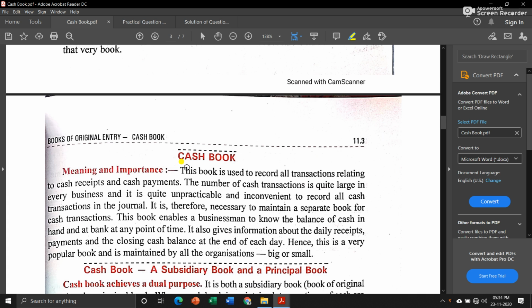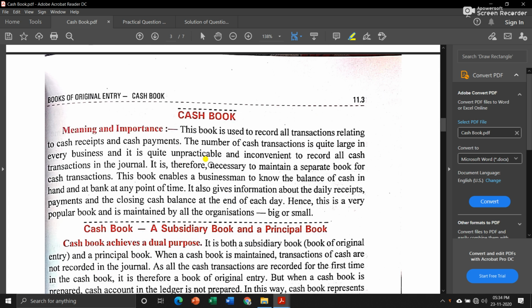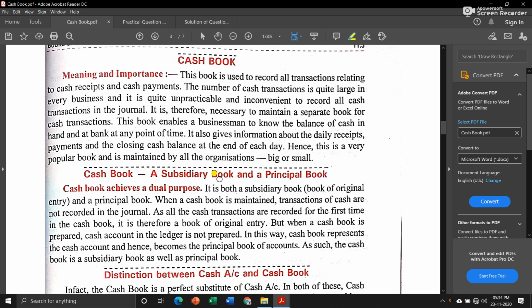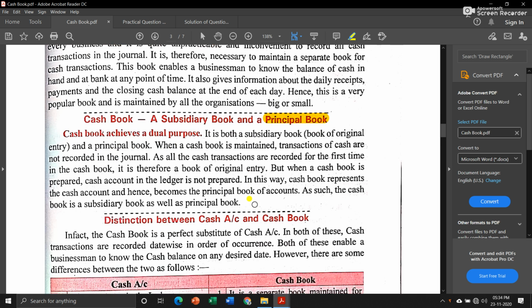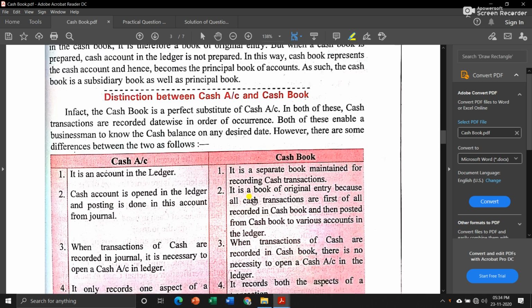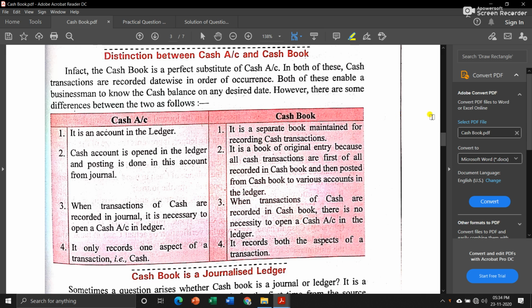Now let us see what is meant by cash book. As you already know, cash book is a book in which we record all the cash transactions, cash receipts and cash payments. It is a subsidiary book, and it is also known as a principal book. Now you have to understand this table, that is the difference between cash account and cash book. Questions have been asked from this part for at least 1 mark, 2 marks or 3 marks.